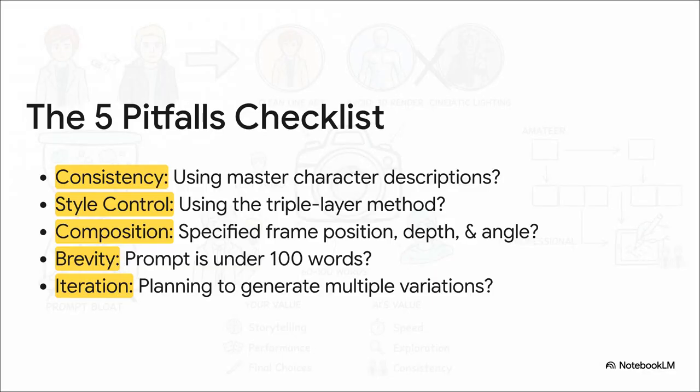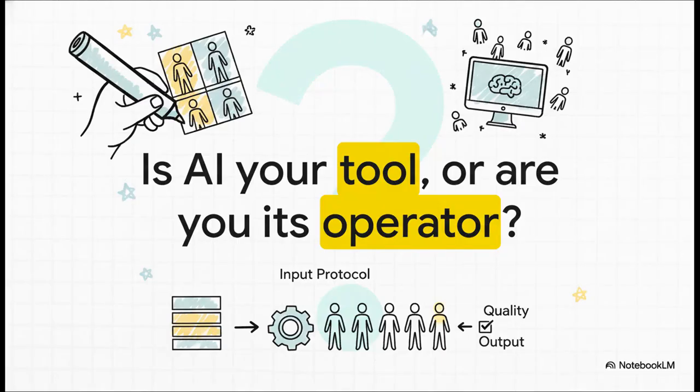So, let's bring it all together. Here is your pre-flight checklist. Before you generate any panel, just ask yourself these 5 questions. Are you using a master description for consistency? Are you using the triple layer method for style? Did you specify the composition? Is your prompt nice and concise? And are you planning to iterate? If you can say yes to all 5 of these, you are going to avoid 90% of the frustration. I promise.